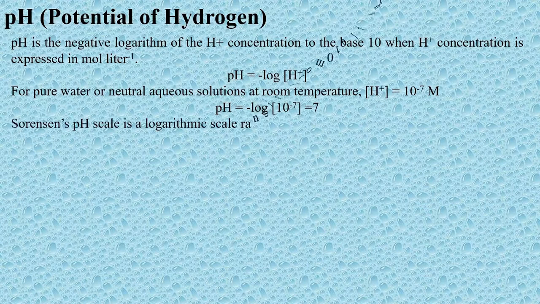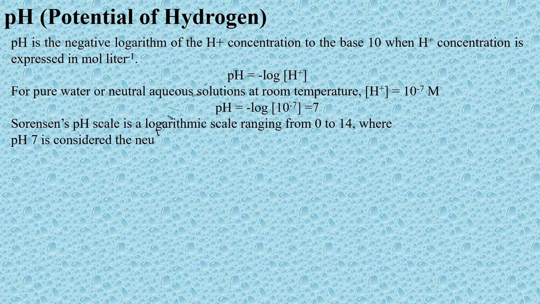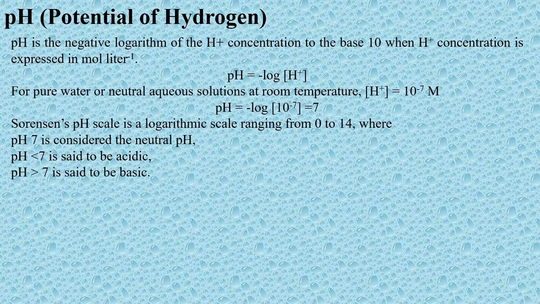So Sørensen's pH scale is a logarithmic scale ranging from 0 to 14, where pH 7 is considered the neutral pH. If pH is less than 7, it is said to be acidic, and if the pH of a solution is greater than 7, it is said to be basic.